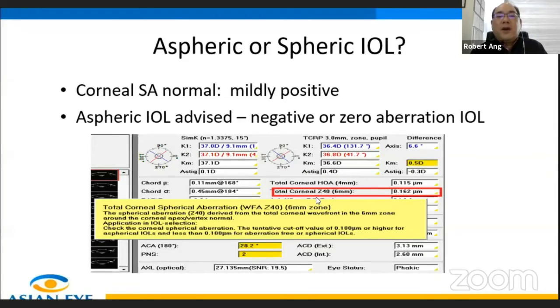Second is the Z400. Because of the very flat cornea, I would have expected a very high spherical aberration if this patient had previous corneal refractive surgery. Becoming 37 flat means that you probably took away at least 4 diopters if the starting corneal K reading was 41. But the corneal Z400, or corneal spherical aberration, is quite low, quite acceptable, 0.16. So it's mildly positive. So you can use either a zero aberration or a negative aberration IOL here.